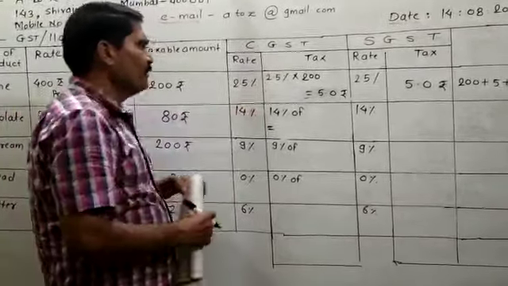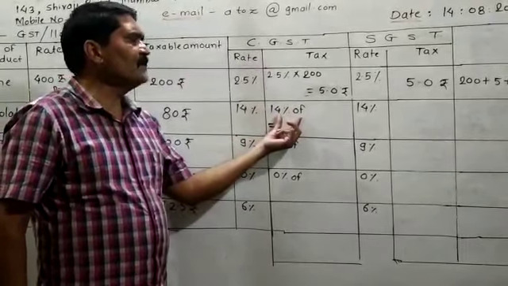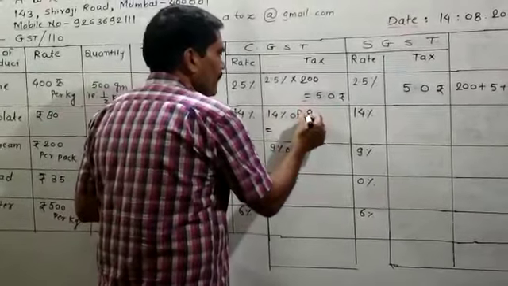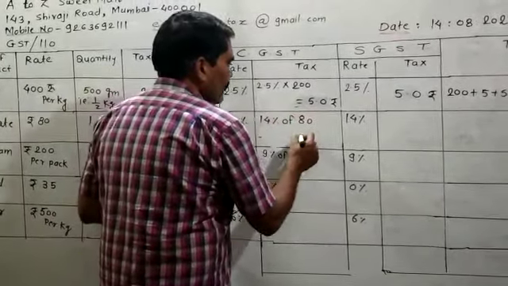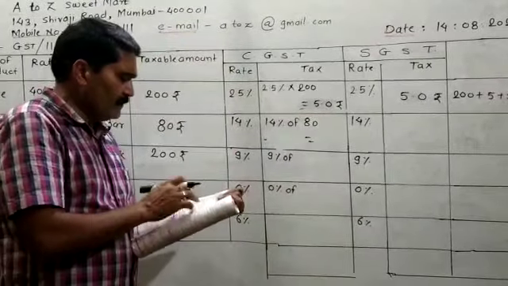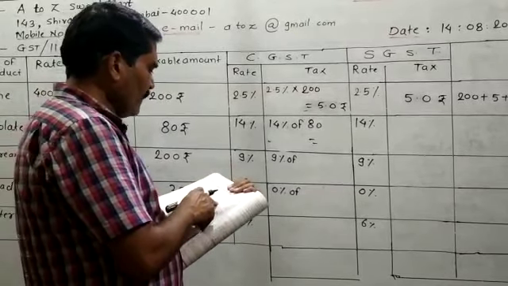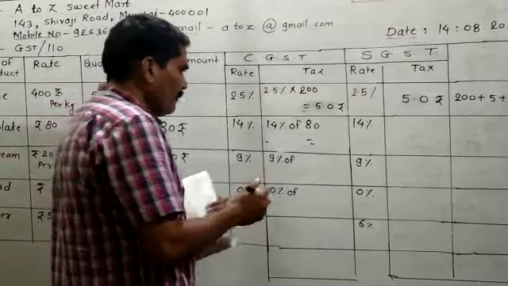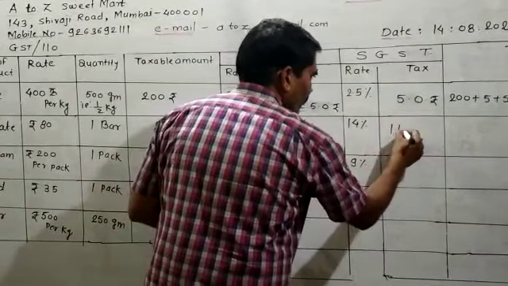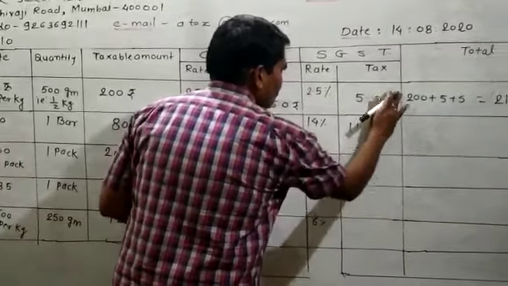rate of CGST is 14%, and if you want to find out the amount of the CGST, at that time you have to find 14% of 80 rupees. That cost you can calculate afterwards, but I will directly write the cost will come 11.20 rupees, and the SGST will also come 11.20 because the rate of CGST and SGST is the same.